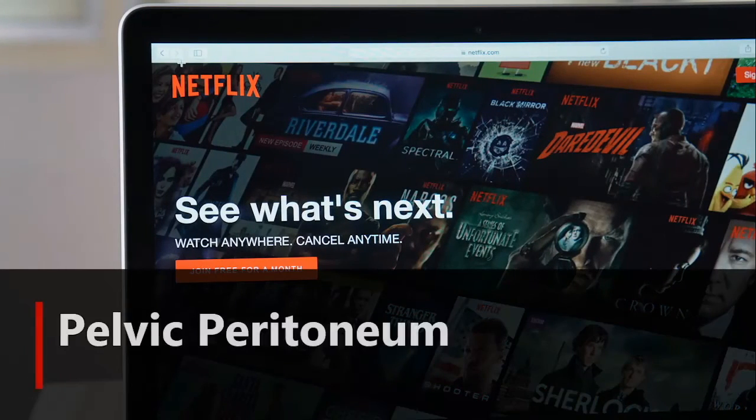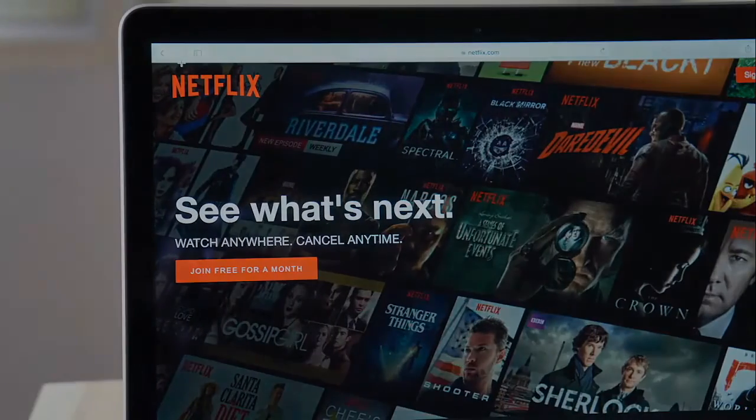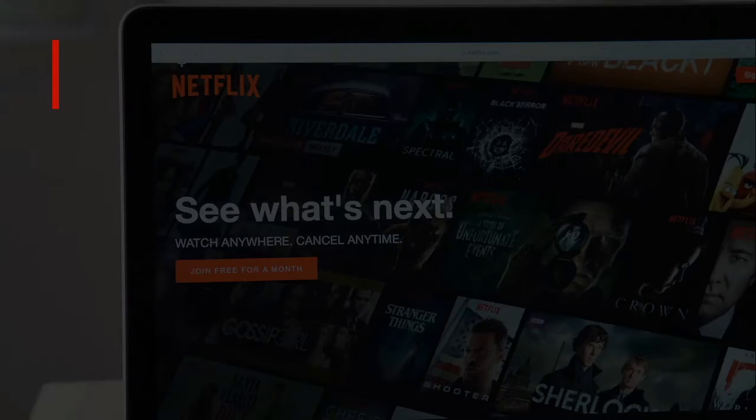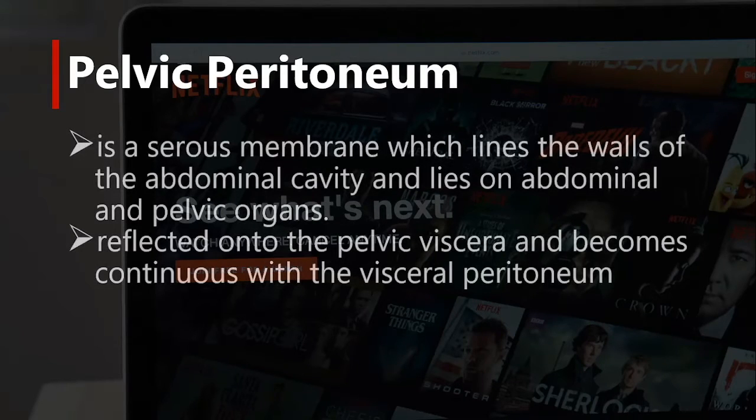Last topic is the pelvic peritoneum. The pelvic peritoneum is a serous membrane which lines the walls of the abdominal cavity and lies on abdominal and pelvic organs. It is reflected onto the pelvic viscera and becomes continuous with the visceral peritoneum.